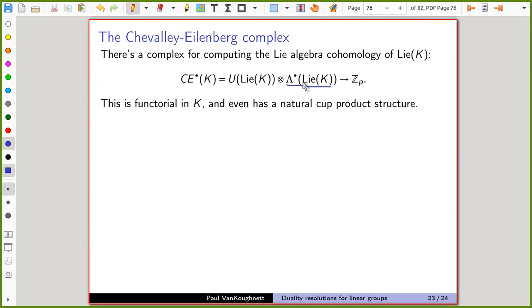This is the exterior algebra on the Lie algebra of K, and this is the universal enveloping algebra. So this is a complex of modules over the universal enveloping algebra, which is finite length. It's functorial in K, so automorphisms of K act on this complex. It has a natural cup product structure. It has duality, all coming from the exterior algebra, and the dimensions of the terms in this are just the dimensions of the exterior algebra in each degree, which are the same as the dimensions of the homology groups of K.